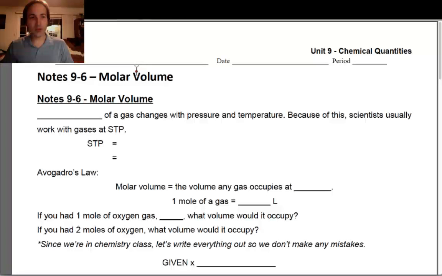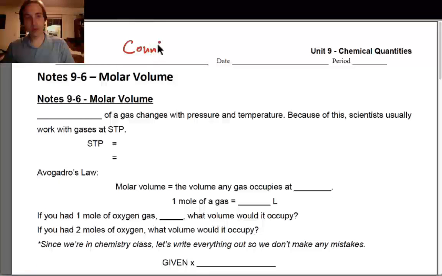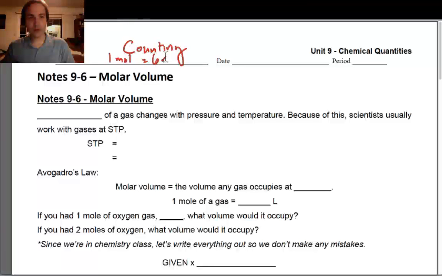Hey guys, this is video 9-6 and we are going to be talking about molar volume. So far in this unit we've talked about two ways that we can use moles. We've talked about using moles to count things, so for counting, right? Anytime we use moles for counting, we use the value of 1 mole equals 6 times 10 to the 23rd.